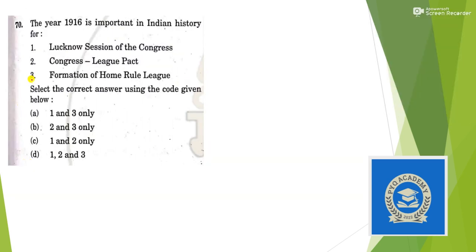Next, the year 1916 is important in Indian history for. So it is important for all the three: Lucknow session of Congress, Congress-League Pact, and formation of Home Rule League. So the answer here is option D. Again, this question can be solved by reading Spectrum. Next, who among the following belong to Serampore mission? I don't know whether it is given in Spectrum or not. I'm not sure about the source, but I got the answer as 1, 2, 3.